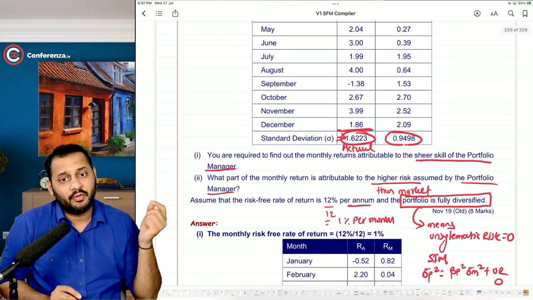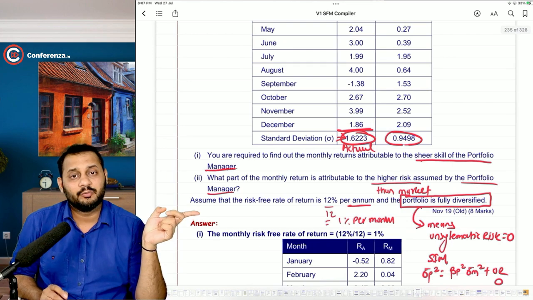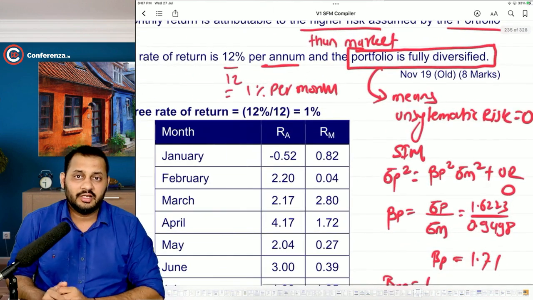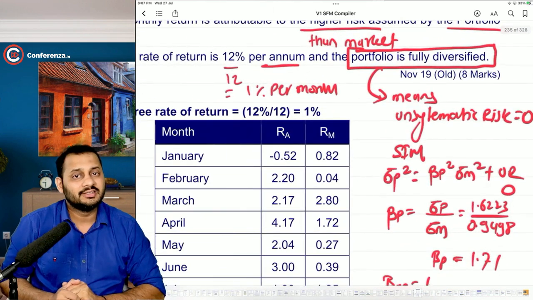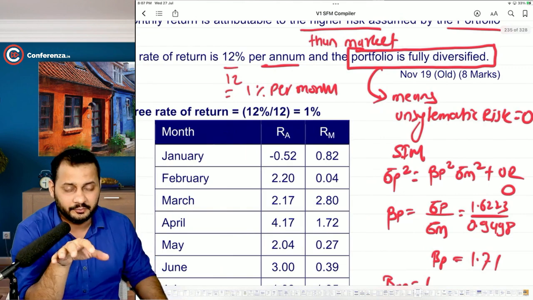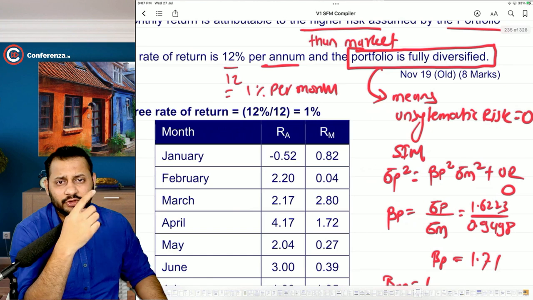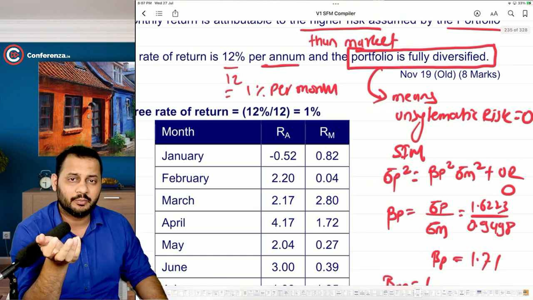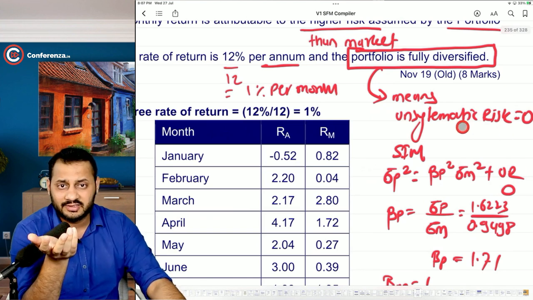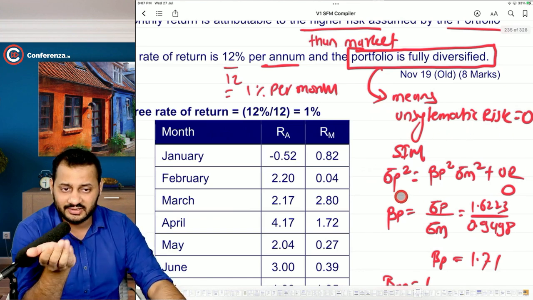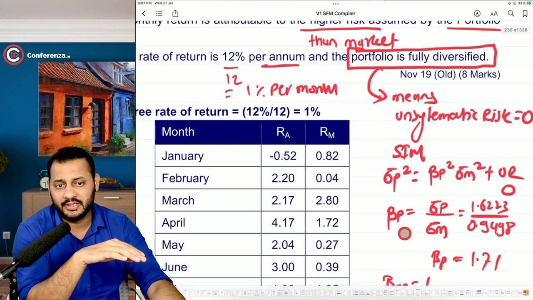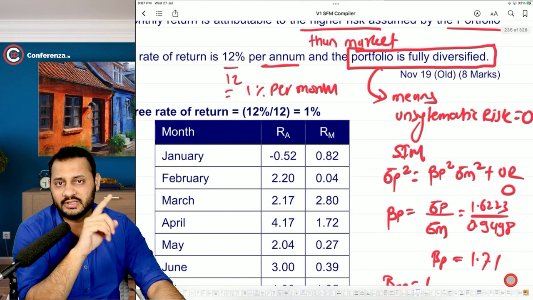And at that point, this extra statement that the portfolio is fully diversified plays a big role. Whenever you write the portfolio is fully diversified, it means you have removed all the unsystematic risk. So theoretically, unsystematic risk becomes 0. Practically, never. Theoretically, it becomes 0. And when you apply the single index model, or Sharpe's index model, on the standard deviation of the portfolio, and the unsystematic risk is 0, that means the total risk is equal to the systematic risk itself. And when you solve it, you can calculate the formula of the beta, and then it comes to 1.71.